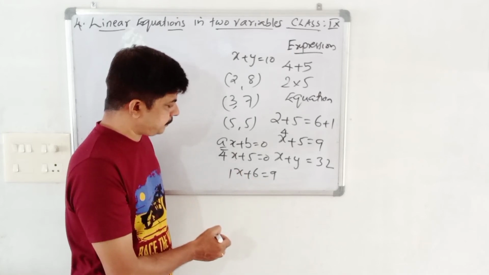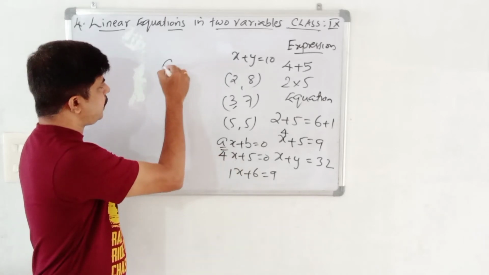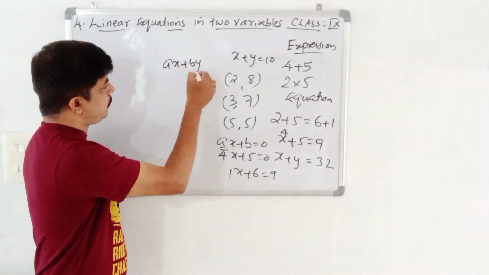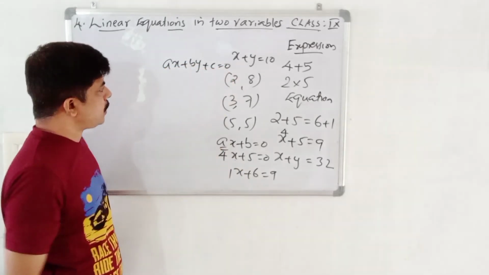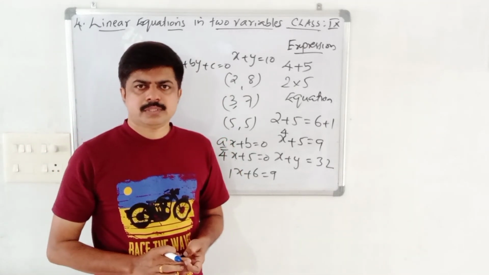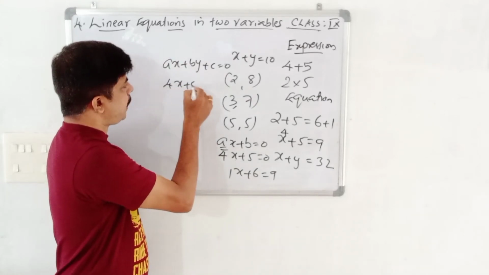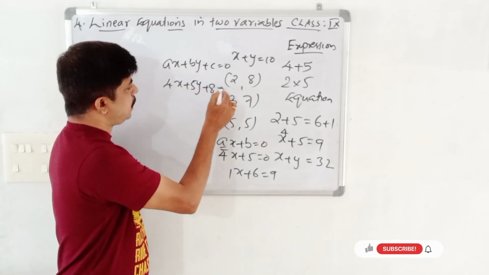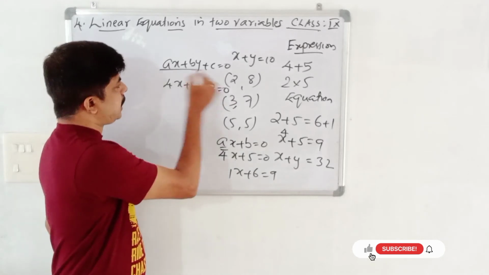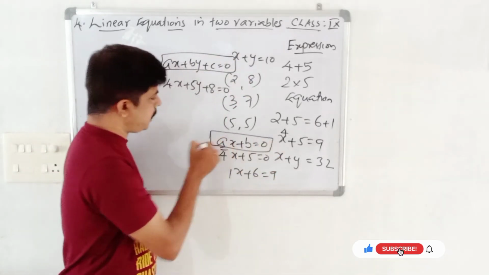b is a constant. Whereas the general form of a linear equation in two variables is ax plus by plus c is equal to 0. Here we have 4x plus 5y plus 8 is equal to 0. This is a general form of a linear equation in two variables. This is a general form of a linear equation in one variable.